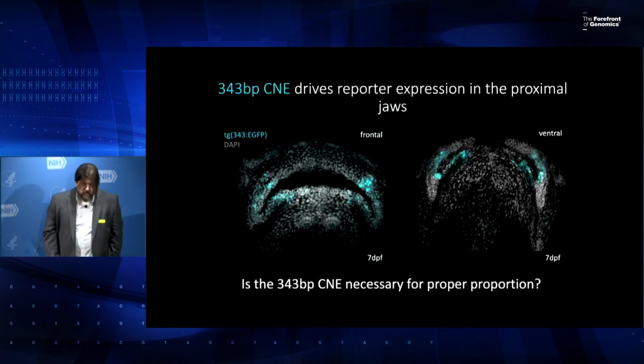We have made a transgenic where we've taken this 343 CNE, driving just a reporter, and injected and made full transgenics. Out of about nine different lineages or lines, and this is representative of all of them, the 343 is sufficient to express in the hinge margin of the juvenile to adult jaw. So here is the frontal aspect, and here is the ventral, showing on the edges here and the jaw, the sort of hinge region. But is it necessary? Well, we're actually testing this out. We're knocking it out. I don't have that data yet.